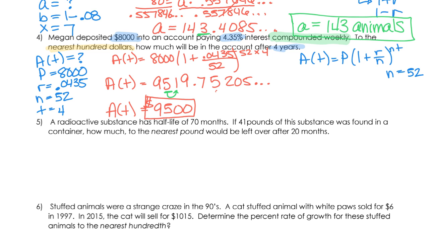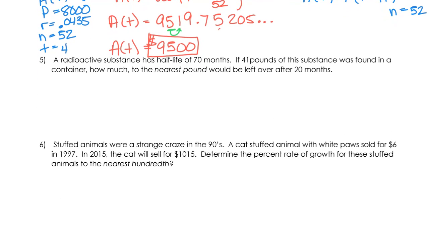Okay. All right, next one, number 5, talks about a radioactive substance has a half-life. Okay. There's your keywords. Actually, I should do that in my other color because that half-life tells me my formula to use. Okay. It is also part of what that 70 is. Okay. It says we have 41 pounds of the substance was found in a container. How much to the nearest pound, there's your rounding directions, would be left over 20 months.